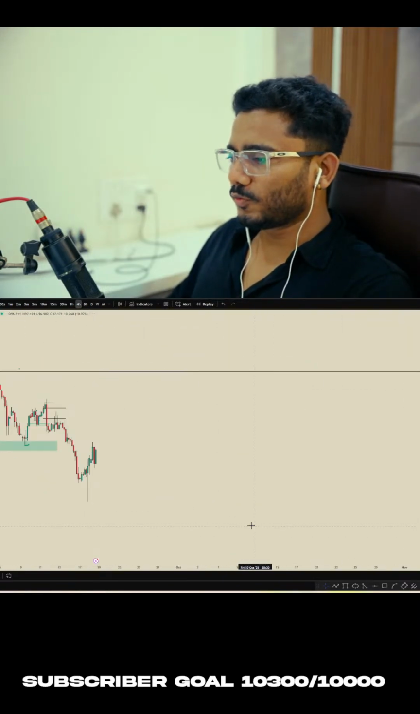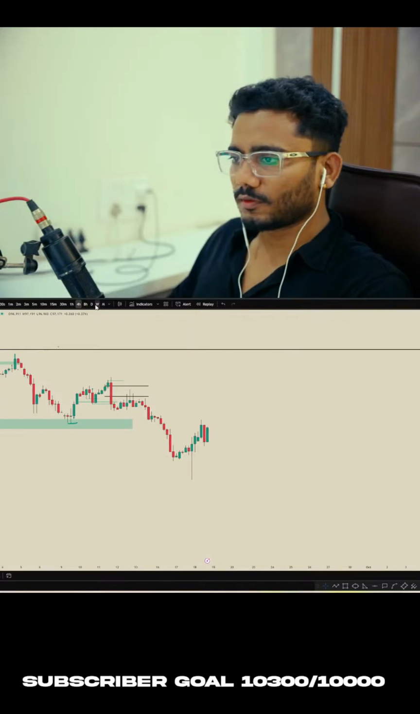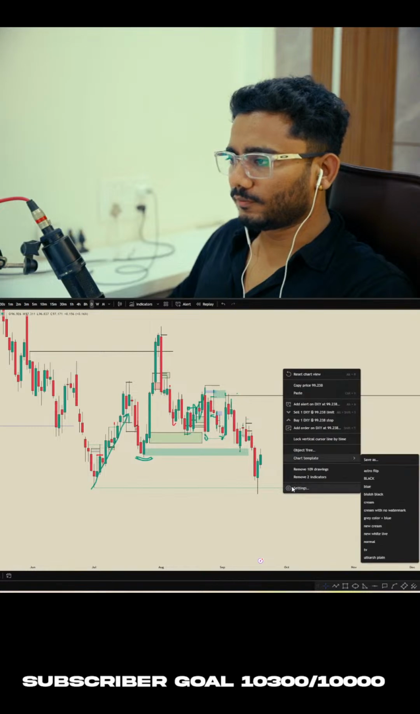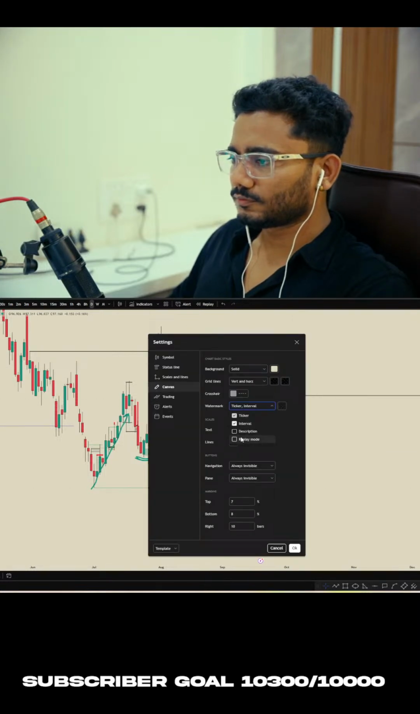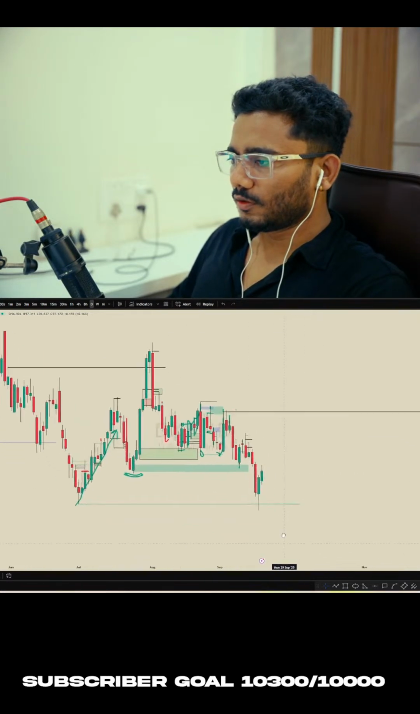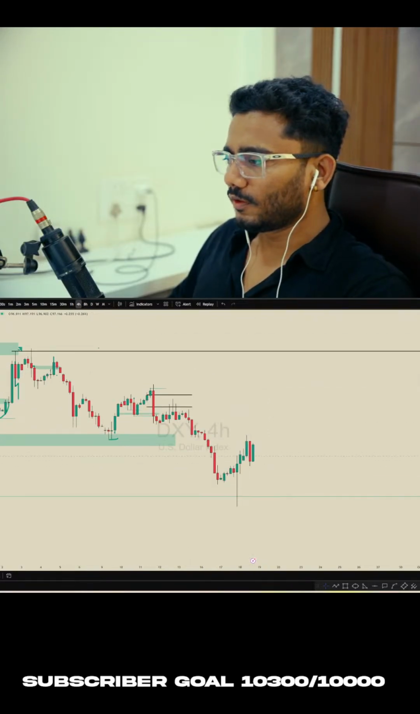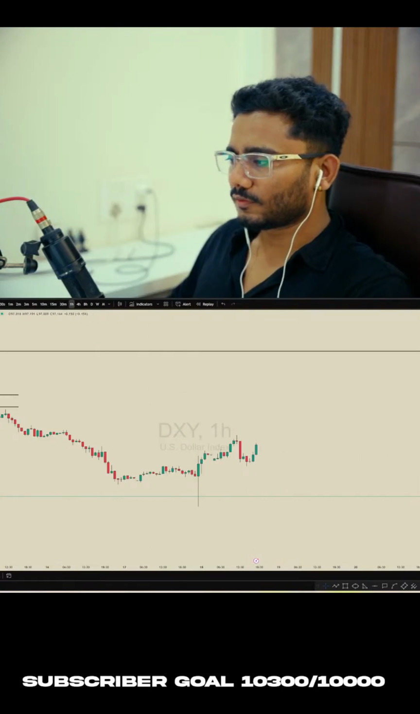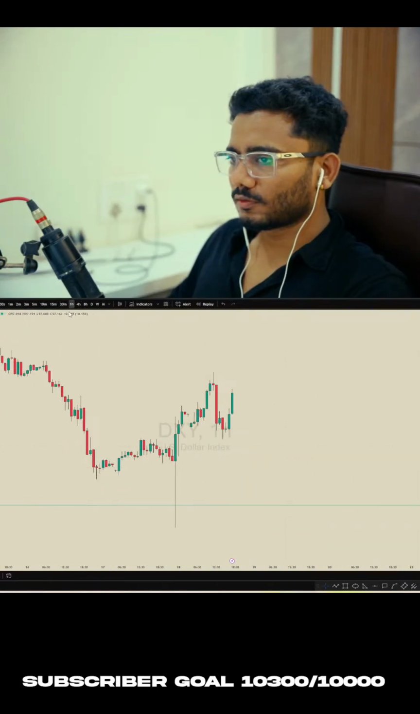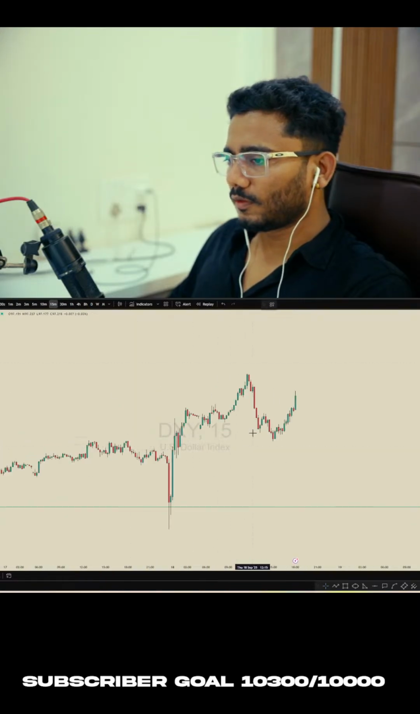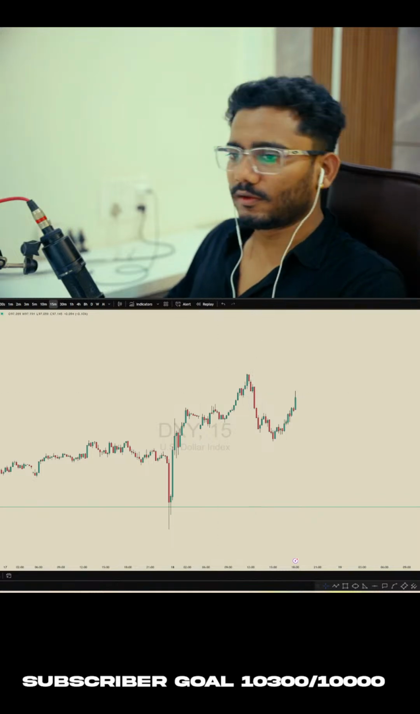So yesterday we had this sweep of liquidity here. If we look at the daily time frame, price swept the liquidity and now it's continuing to the upside. So probably we can see an upside reaction in DXY. Price mitigated this order block, broke this high. We should see an upside reaction, but it can tap this area, which is this one.